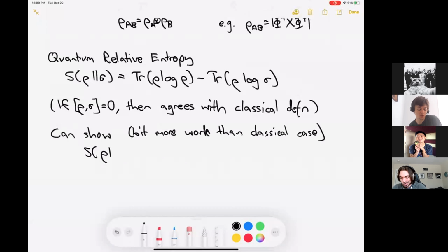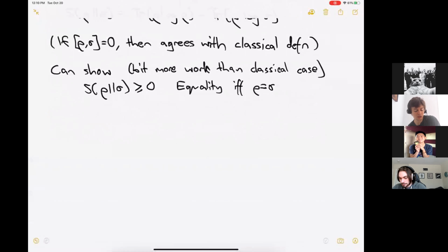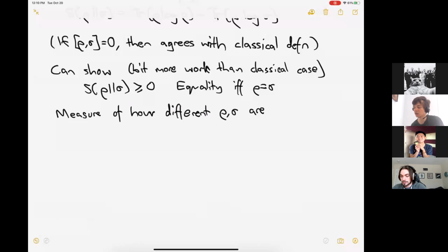The S of rho relative to sigma is always greater than or equal to 0, with equality if and only if the density matrices are equal. So this is really a measure of how different rho and sigma are. It's 0 if they are equal, positive if they're not equal to one another, and more positive the more different they are. So it's another measure of the distinguishability of rho and sigma, like the trace distance and the fidelity.